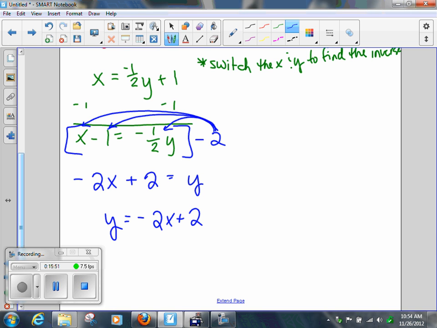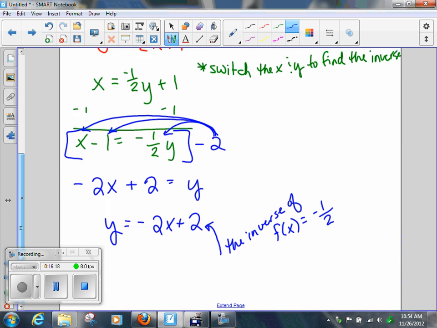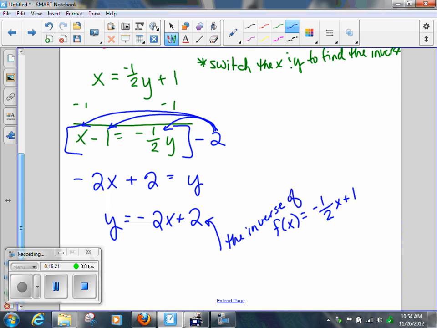What is that? Okay. But what is that? What did we just create? We wrote the inverse of our original function, which was f of x is equal to negative 1/2 x plus 1, right?